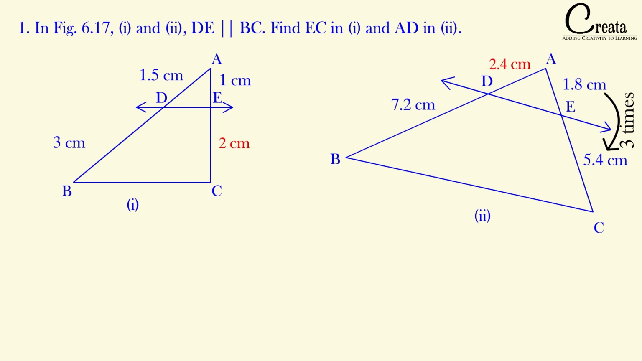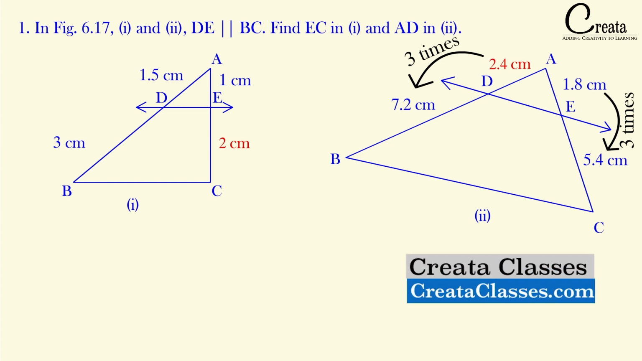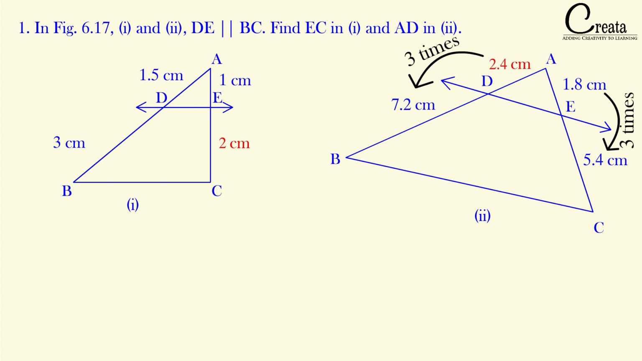Or in other words, we can also say 1.8 is 1/3 of 5.4 cm. Same philosophy we will apply on the left hand side because here BPT is applicable. So both sides the ratio will be equal. So here also AD will be 1/3 of DB, which is given as 7.2. So what is 1/3 of 7.2? It is 2.4 centimeter. So here the ratio is 1:3.